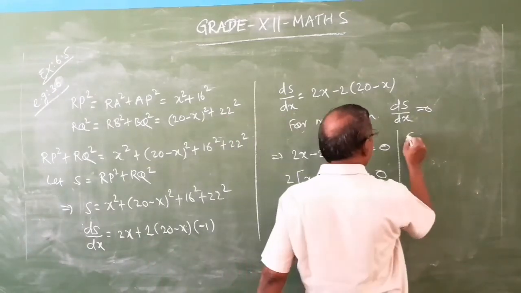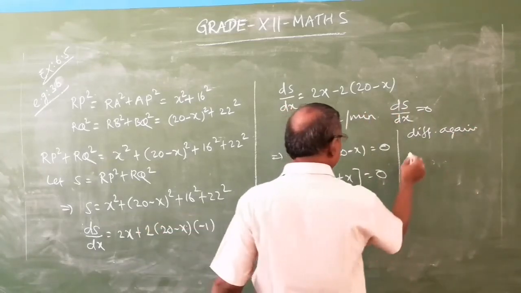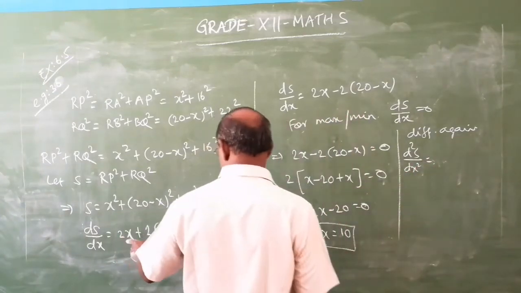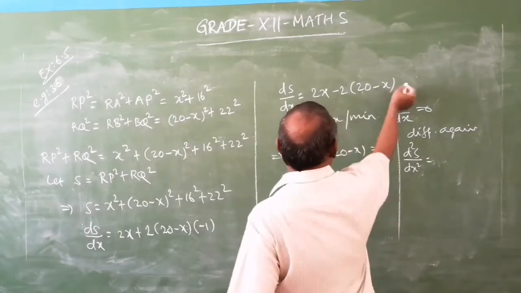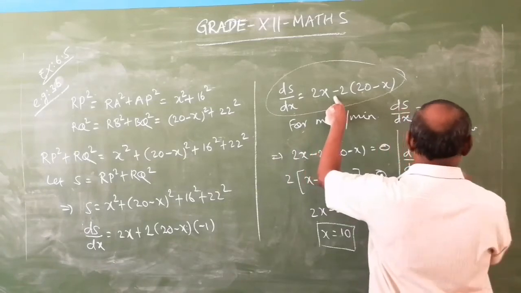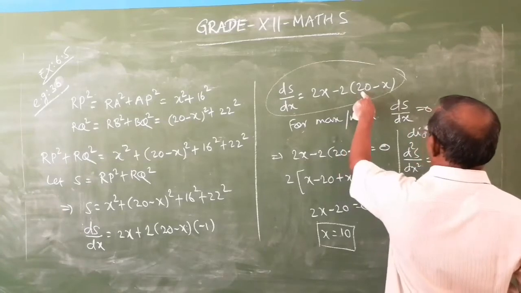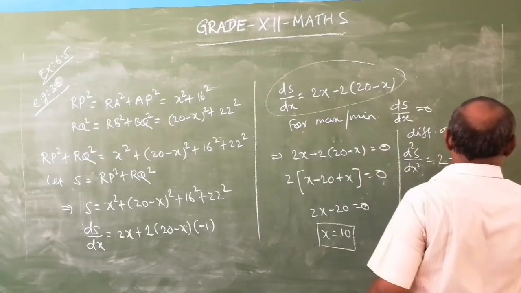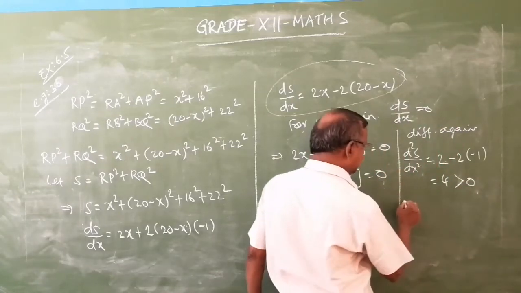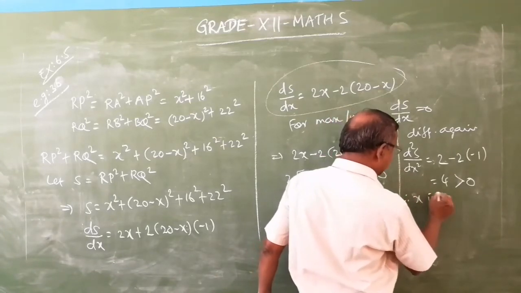Now differentiate again. We have d square s by dx square equal to, that is, here ds by dx. So differentiating again, this is 2 and again minus 2 into, that is, minus 2 is a multiplying constant, differentiating this is minus 1. So which is equal to 4, which is a positive quantity greater than 0. Therefore x is minimum.